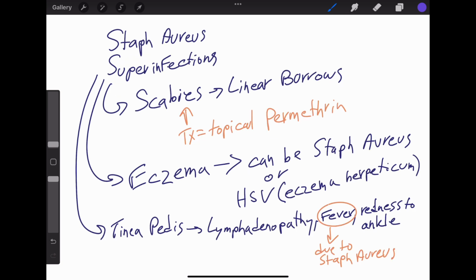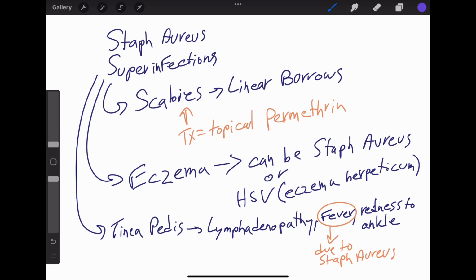Staph aureus can be co-infected with scabies. Now, scabies is caused by Sarcoptes scabiei, and with this, you have to look for linear burrows. Staph aureus is the most common superinfection, especially in immunocompromised patients. The treatment for scabies is topical permethrin. Staph aureus can also co-infect with eczema. Now, if it's co-infected with HSV, that leads to eczema herpeticum.